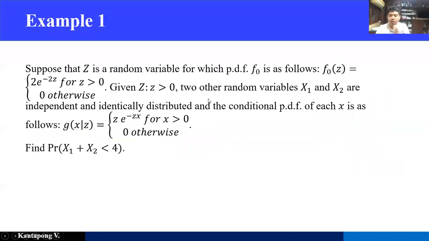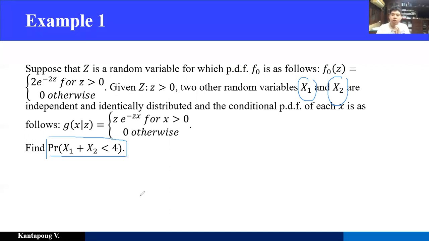Okay, so let's get started with the first example. Suppose that C is a random variable for which the PDF is F0, this one. Given C greater than 0, we have two other random variables that depend on C, and x1 and x2 are IID, that is, they are independent from one another. So we want to find the probability of this one.